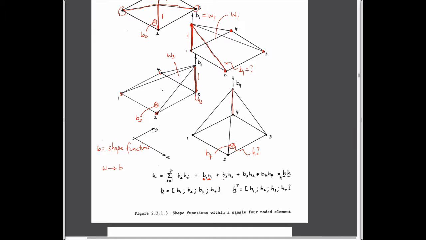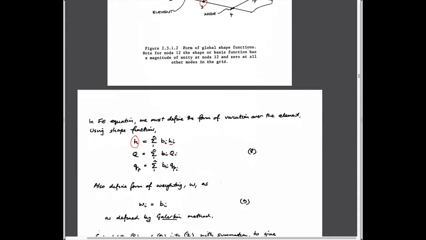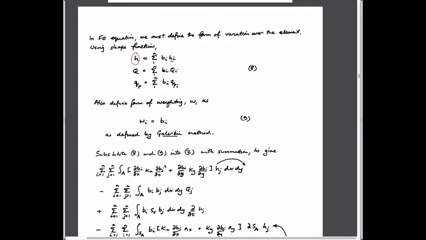And so we can write this actually as a vector equation, a matrix equation. The values of these shape functions, the values of the nodal heads, and the other way to write it is basically this summation. Right? And so that's the other proviso that we're going to have for that.